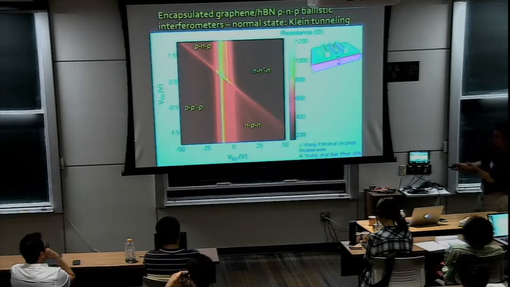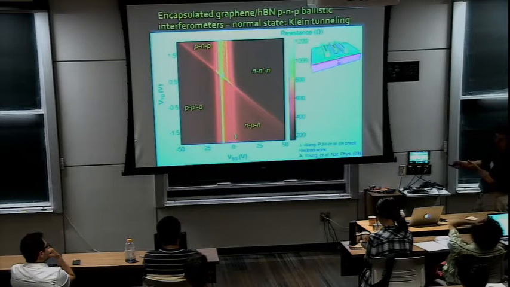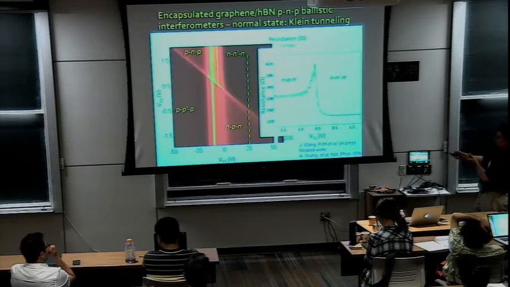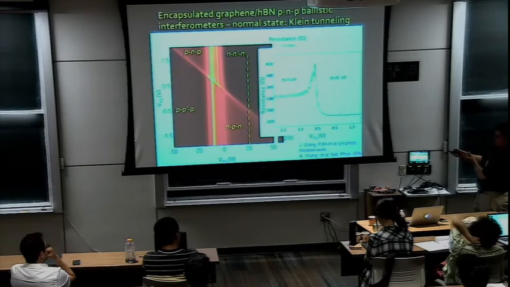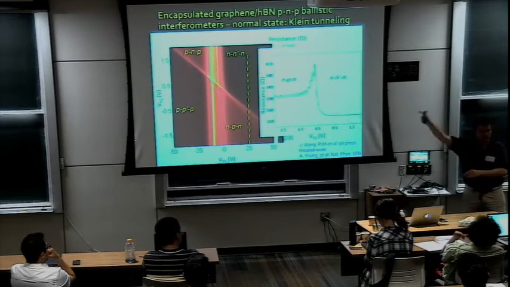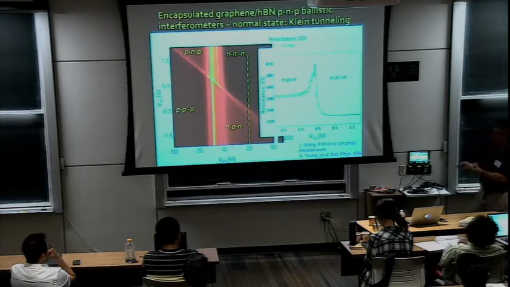And what you see here, these interference fringes, which I'm going to show you a trace of. I take a cut here. My resistance has these oscillations in the NPN regime. These are Fabry-Perot oscillations in the cavity formed by this top electrode. It occurs because the electrons propagate ballistically, like in a Fabry-Perot. And that's why they oscillate.